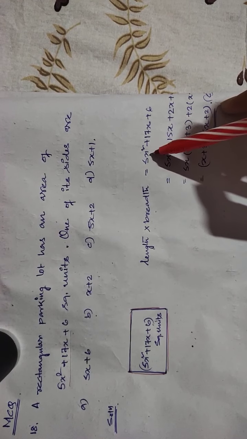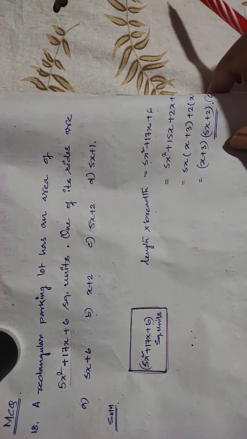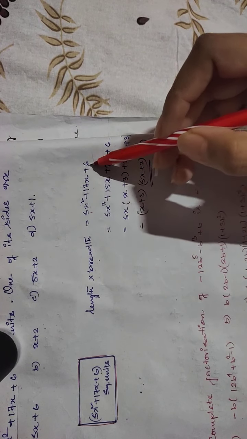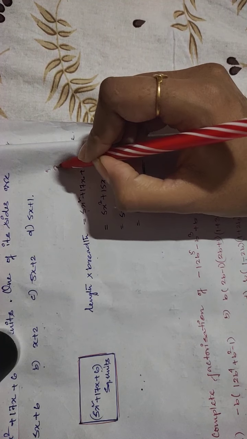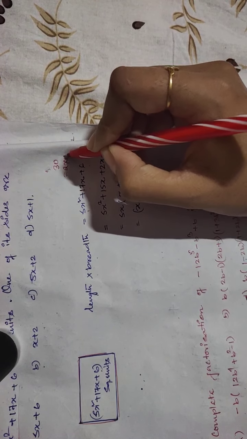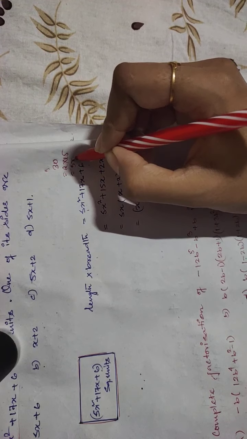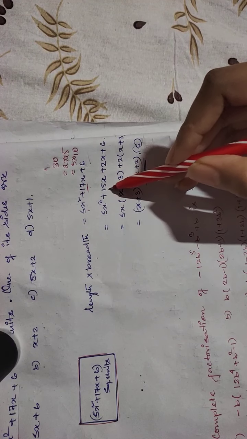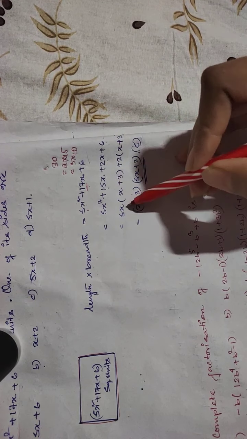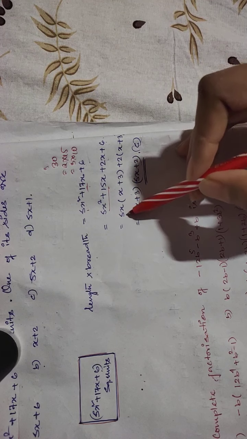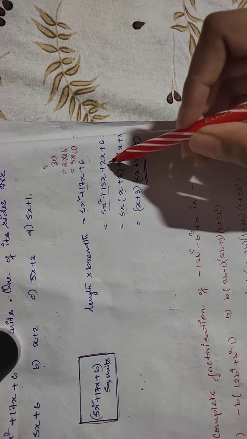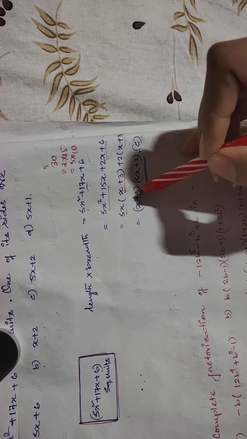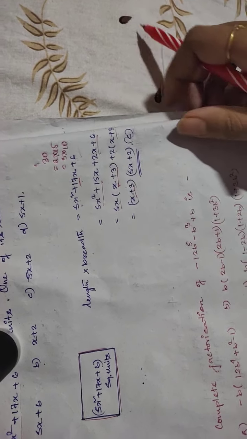So length into breadth means your 5x square plus 17x plus 6. Splitting the middle term, 5 6s are 30. So 2 into 15 is 30, 3 10s are 30. What we need is 17. 15 plus 2 is 17. Okay, that means 15x plus 2x plus 6. From this you take 5x common, it will be x plus 3, 2x plus 6, 2 you take common, x plus 3. So x plus 3, x plus 3, you will get 5x plus 2.